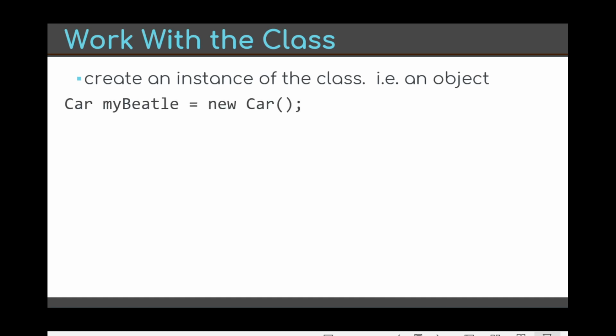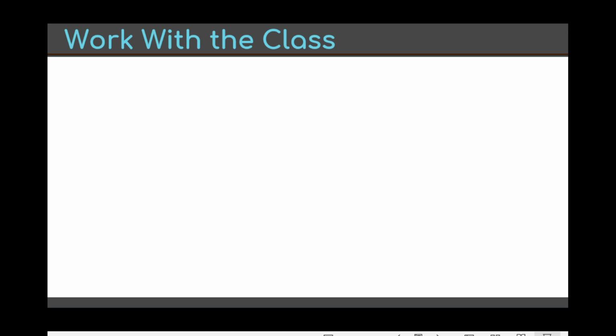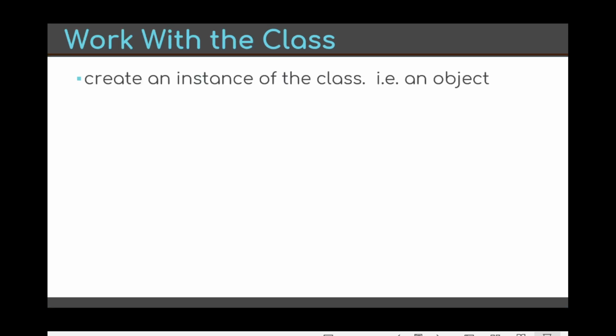This is how you do that. Car. So instead of string, int, capital C, Car. That's the thing we just made. We made that. And we're giving it a name, just like any other variable name. myBeetle equals new Car. So we're taking that definition, we're saying, hey, give me a new one of those. Make a new instance of Car for me now.